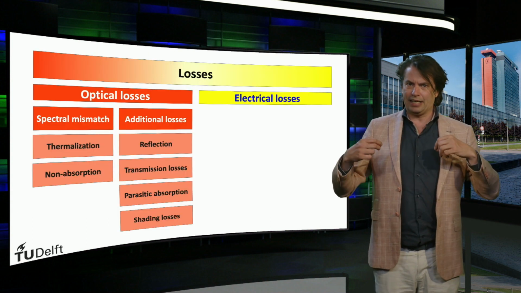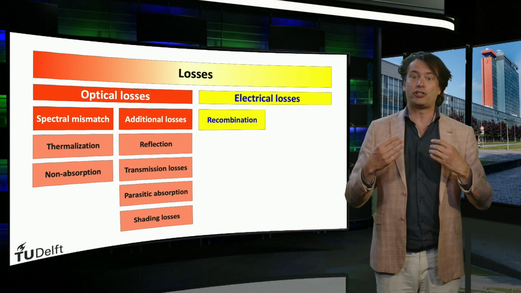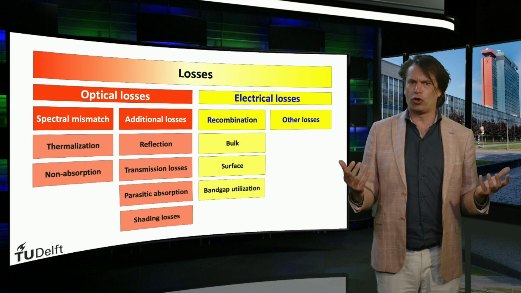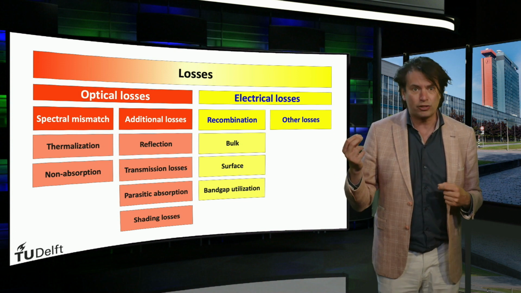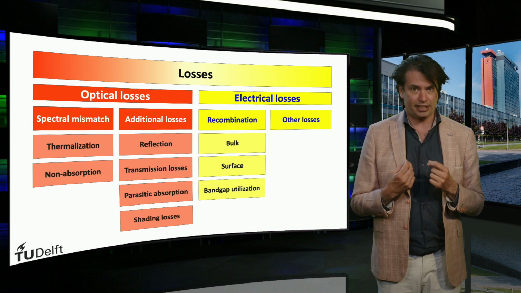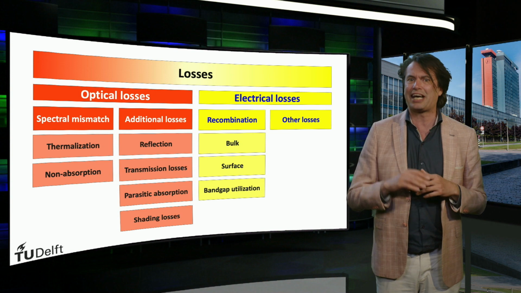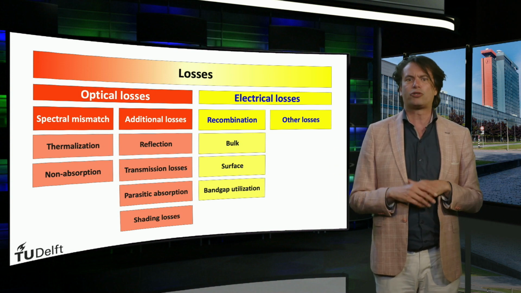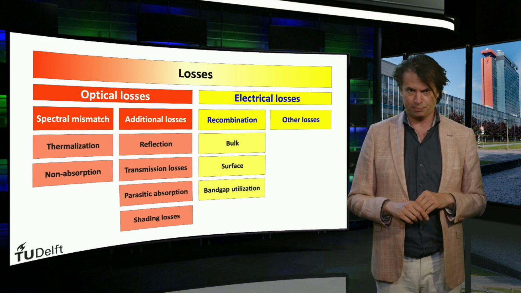In the electrical losses section, we consider the recombination losses and other losses. Recombination losses occur when an electron, after excitation, falls back to its initial energy state. If this happens, the absorbed energy is essentially lost and cannot be converted into electrical energy. Earlier in this course, we introduced 3 different recombination types.